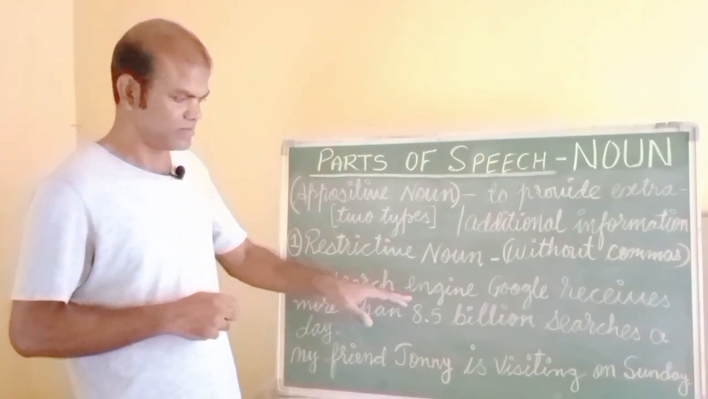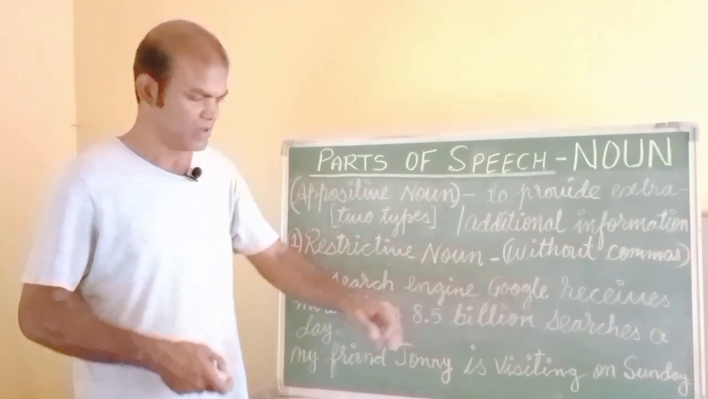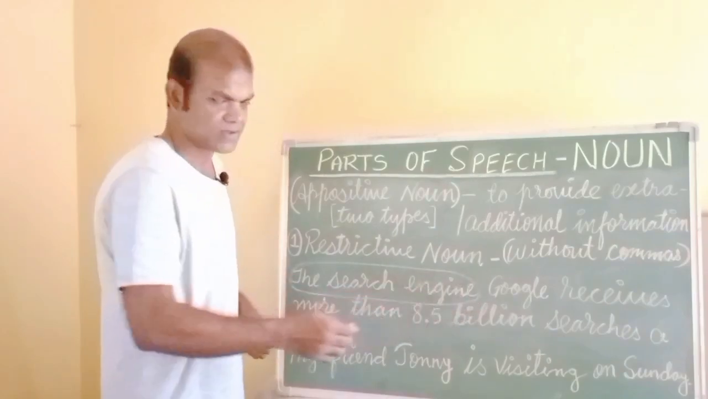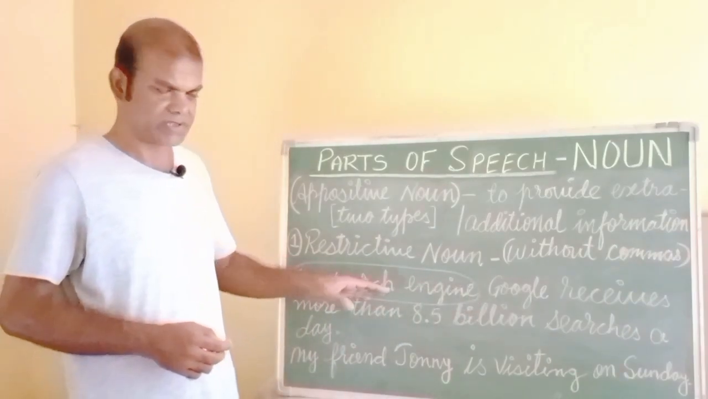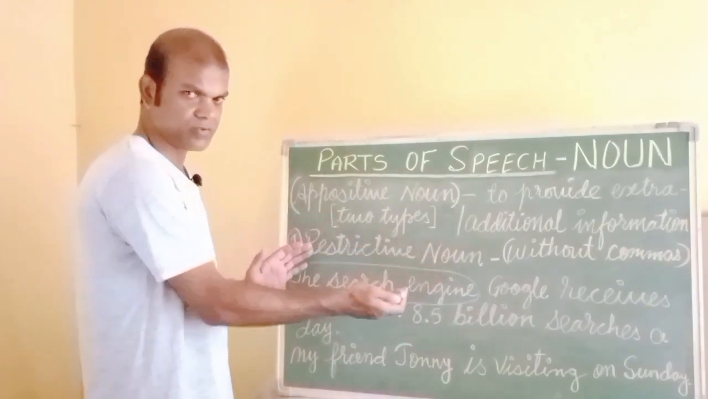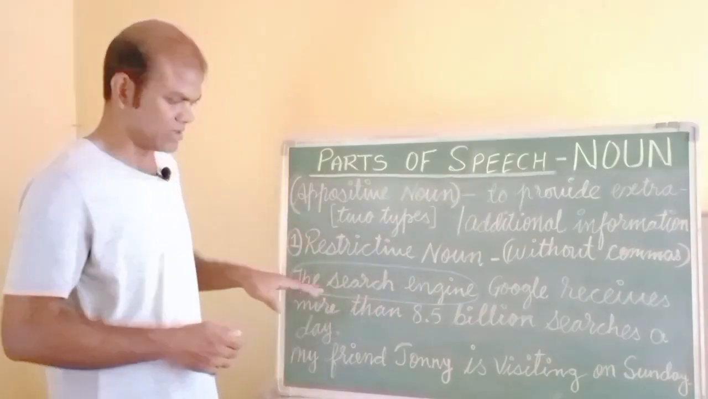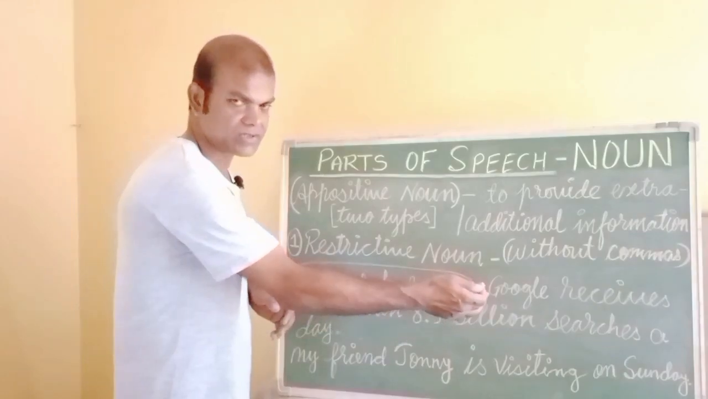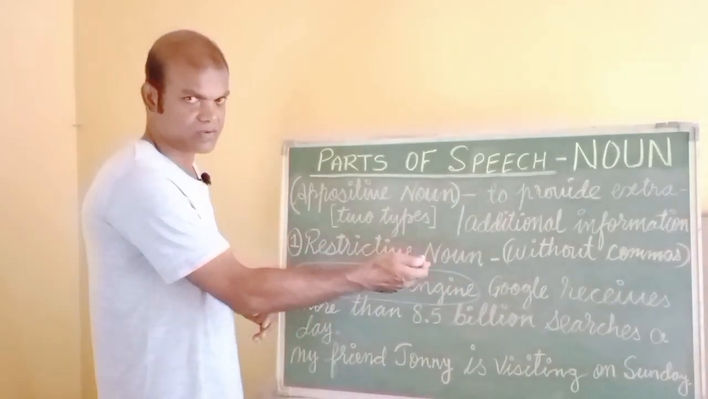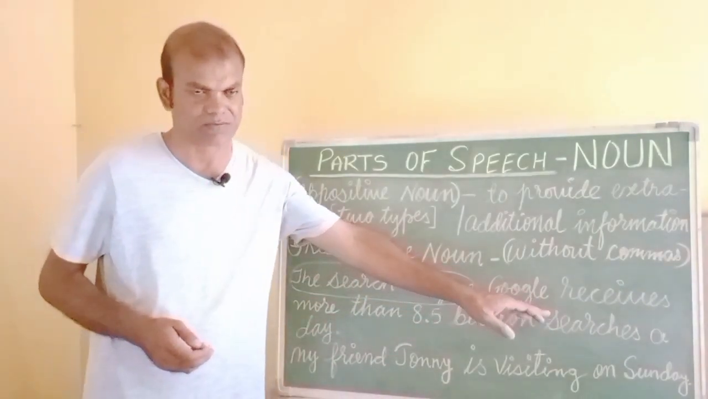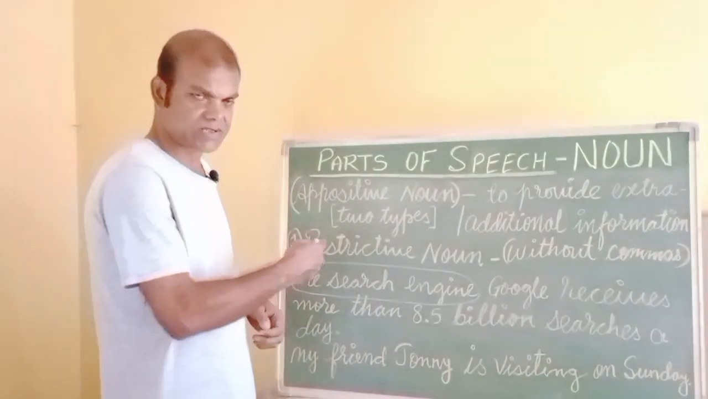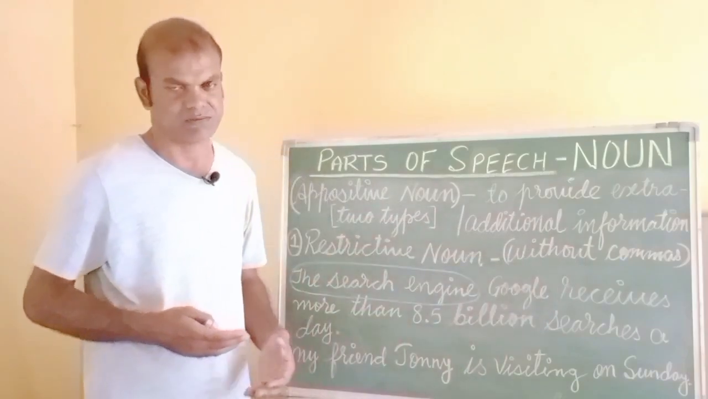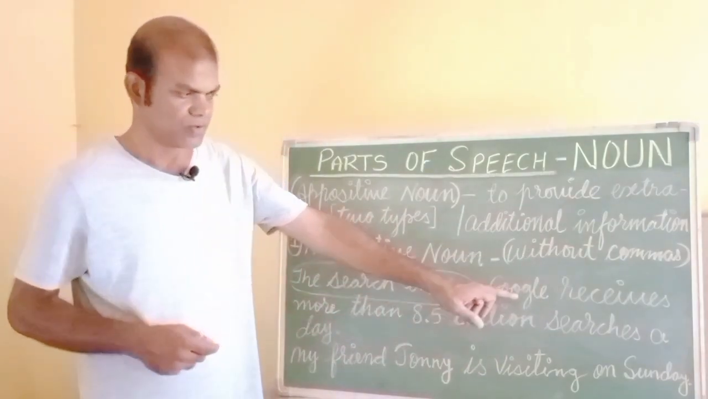The search engine Google. Now, this is the subject. This is the noun phrase, the search engine. This whole group is known as a subject, the search engine. Google. In the sentence, this noun is known as a restrictive noun. It doesn't have any commas. When we are using a restrictive noun in a sentence, we are not going to use any commas. Keep that in mind. Google.